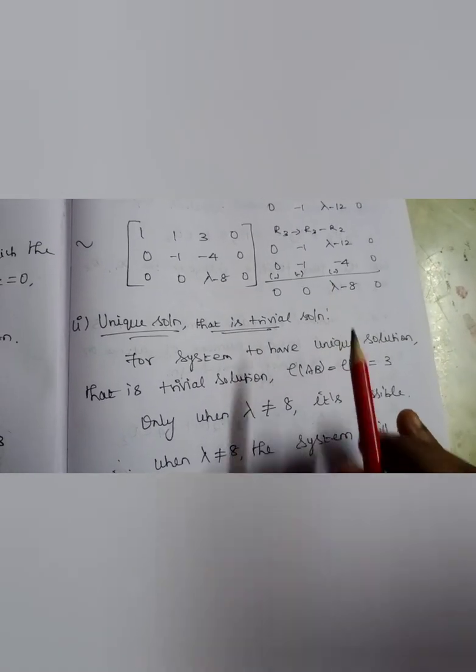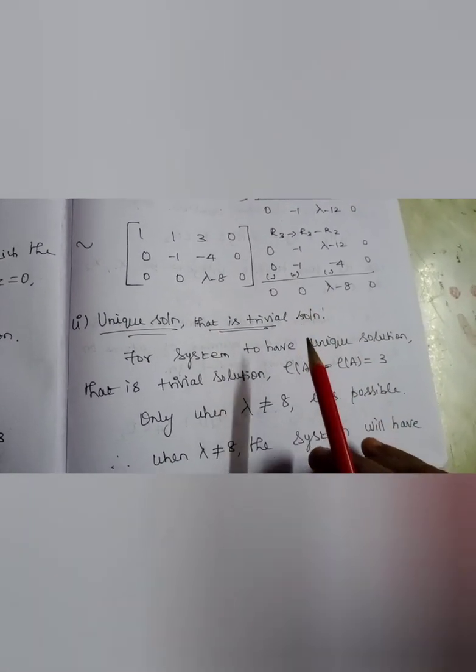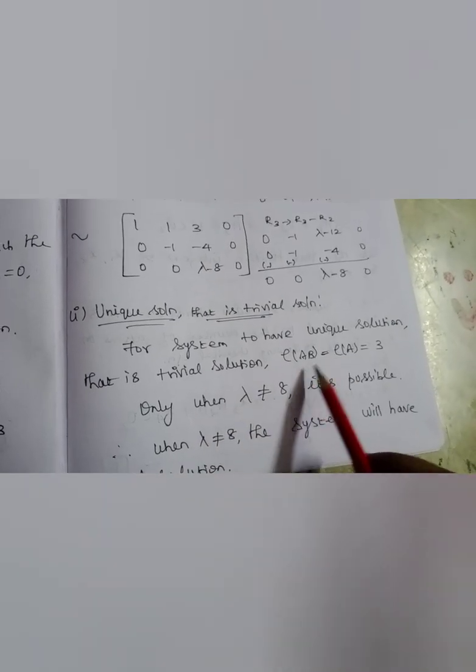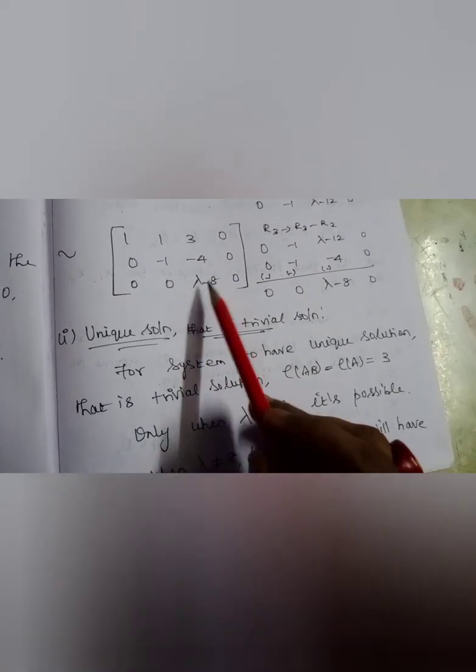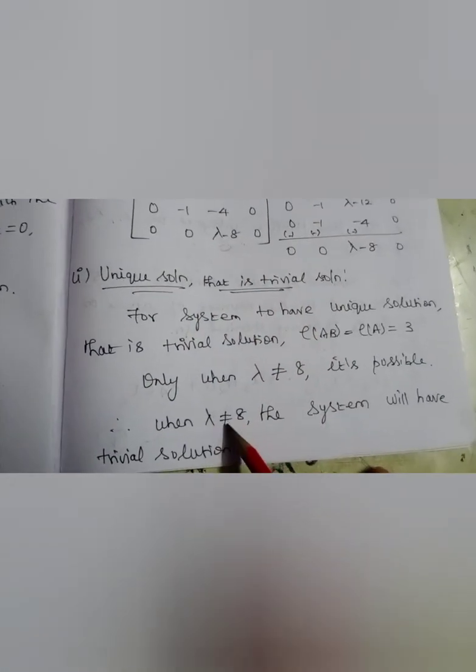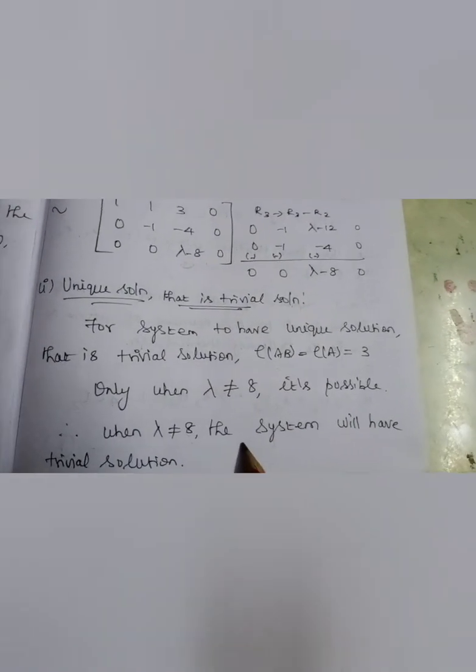After getting the echelon form, what is the first condition? Unique solution, that is the trivial solution. What is the condition for the system to have a unique solution? rho of AB is equal to rho of A is equal to the number of unknowns. See the augmented matrix here. If this lambda is going to be 8, then 8 minus 8 will make this 0, so I will not get the rank to be 3 for AB as well as A. So the only option is lambda should not be equal to 8. So when lambda is not equal to 8, the system will have a trivial solution.